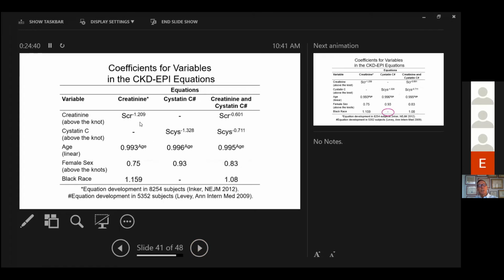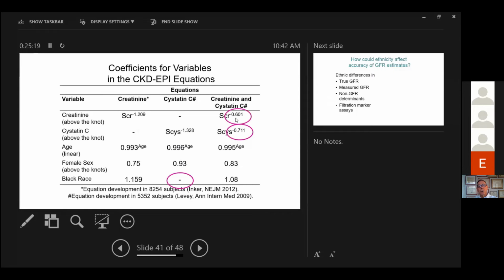For your interest, the coefficient for creatinine in the creatinine equation is about the same as the coefficient for cystatin in the cystatin equation, but age is closer to 1. The age coefficient is closer to 1 for cystatin. The sex coefficient is closer to 1, and there is no race coefficient. So cystatin is more highly correlated with measured GFR than creatinine. But once you add age and sex and race, creatinine and cystatin perform pretty equally, as I've showed you.